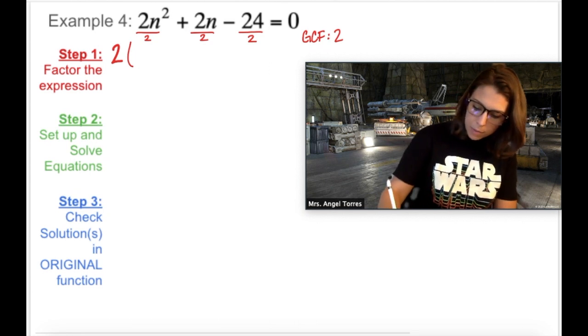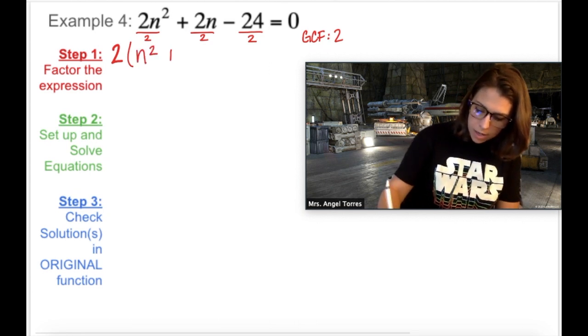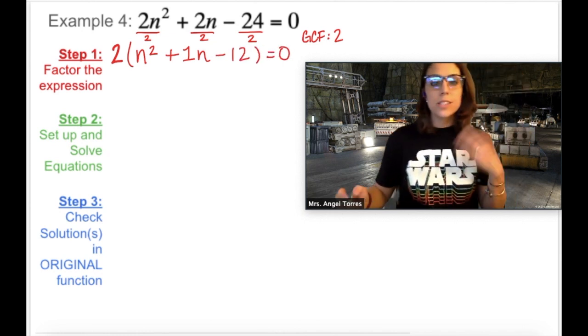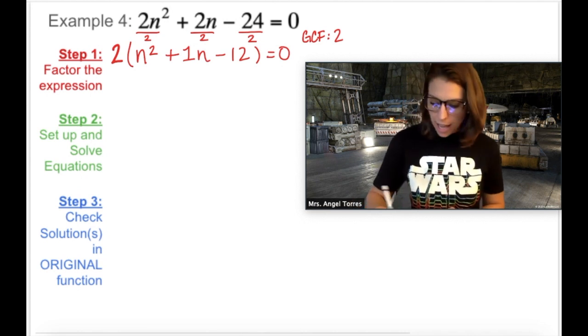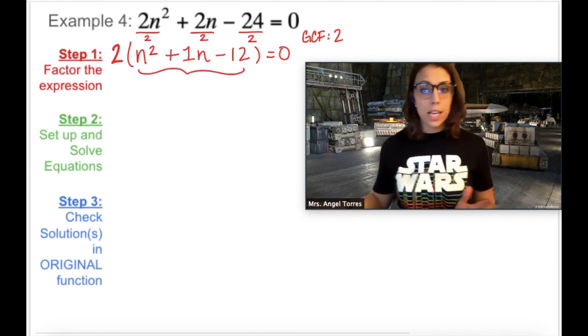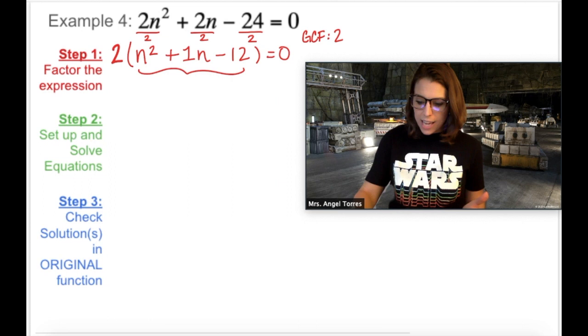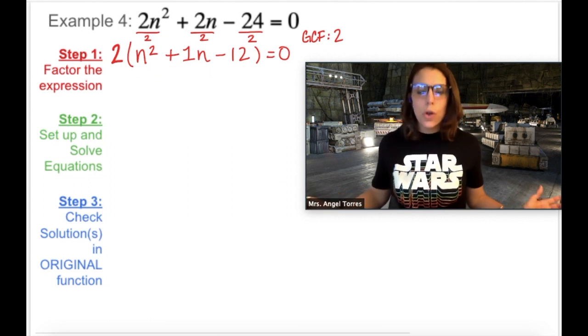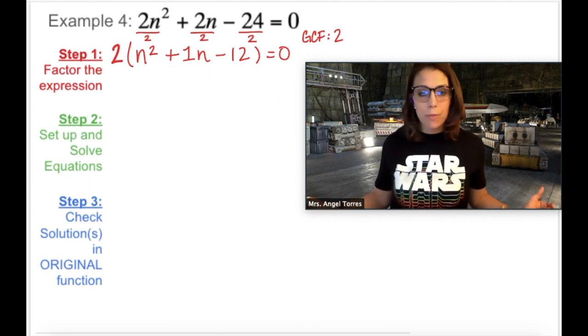So what does that leave me with? Well, that leaves me with n squared plus 1n, or just n, minus 12 equals 0. So now, inside of the parentheses, I have a trinomial with a leading coefficient of 1. I can factor this using P's and Q's. Why don't you try to finish factoring now?